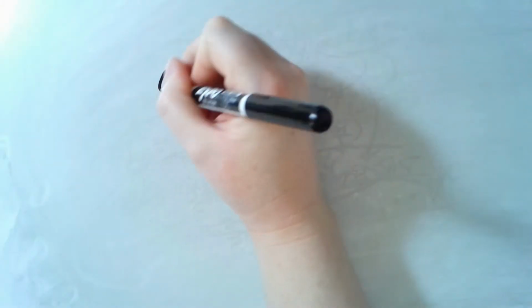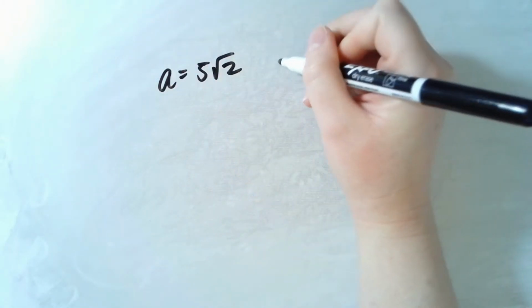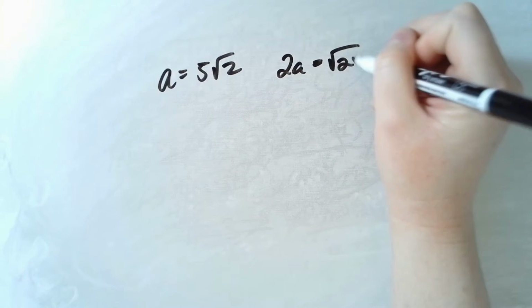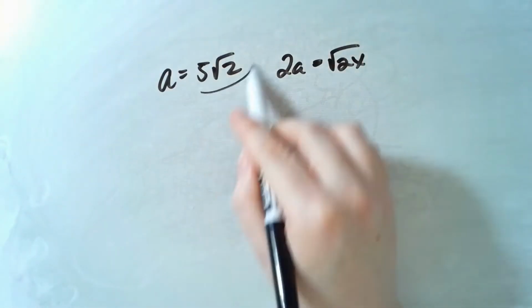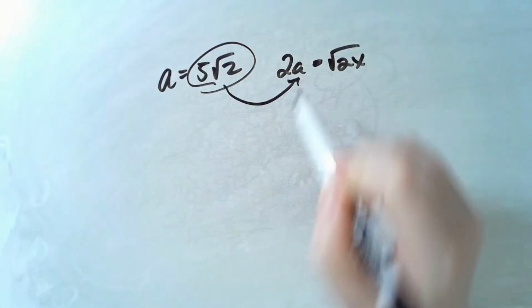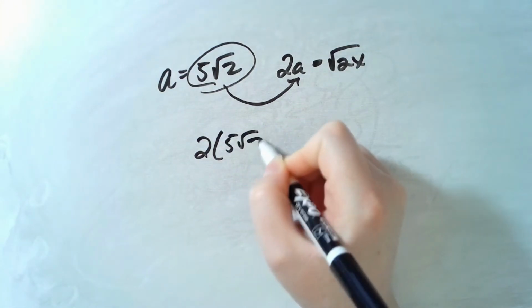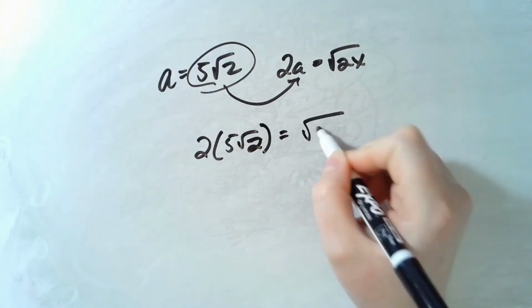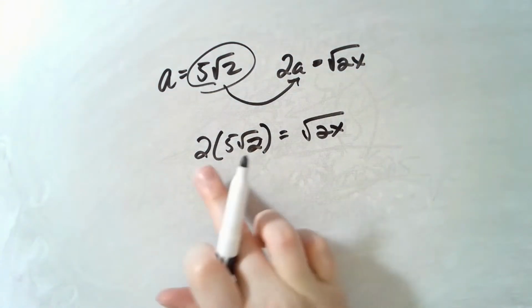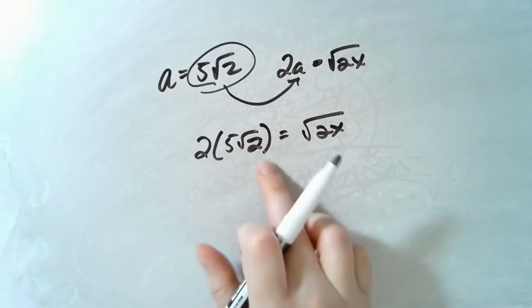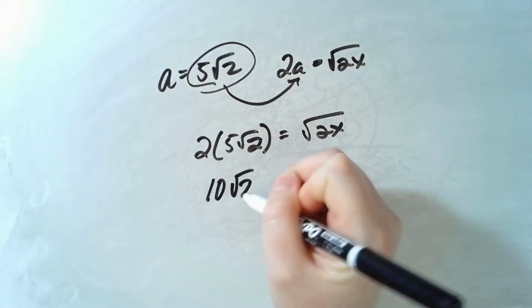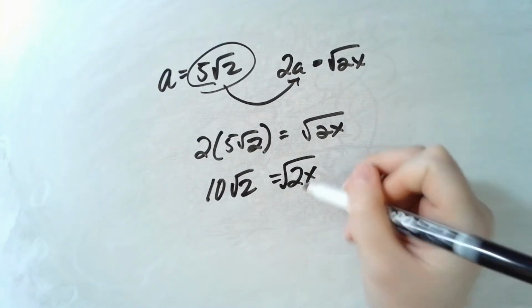So starting with number 20, they're hoping that you're going to be intimidated by the multiple square roots, or that you will make a simple mistake when getting rid of the square roots. The trick is just to copy down the question correctly. We're going to take that a, and we're just going to plug it straight into that a. That's going to be 2 times 5 root 2 equals rad 2x. This is the same as just 2 times 5 times rad 2, or 10 rad 2 equals rad 2x.